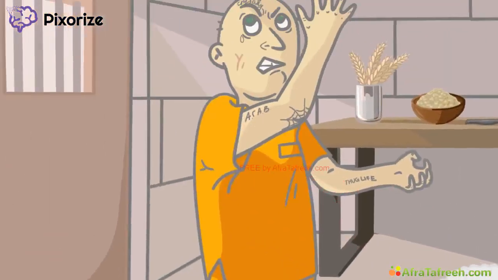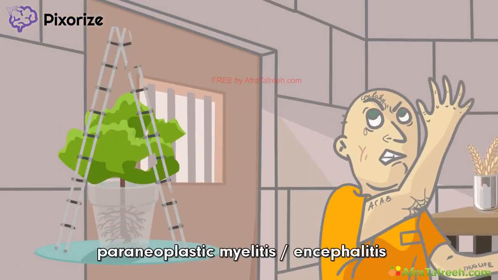Finally, see the potted plant next to the wall? The plant inside looks a little bit like a neuron, doesn't it? And the chains holding the plant up are Y-shaped, like an antibody. That's because small cell carcinoma may also lead to antibodies against neurons. When this happens, patients may experience a paraneoplastic myelitis or encephalitis.